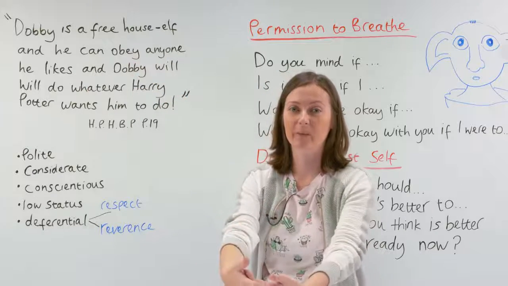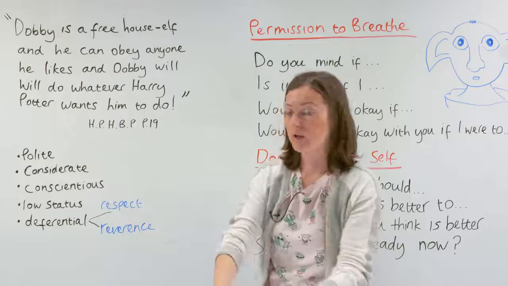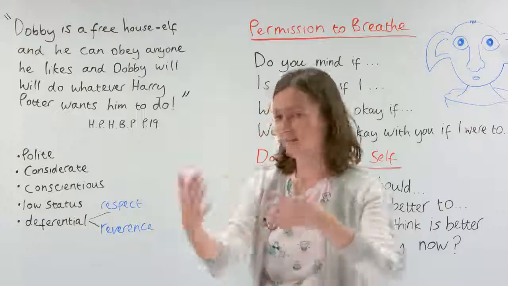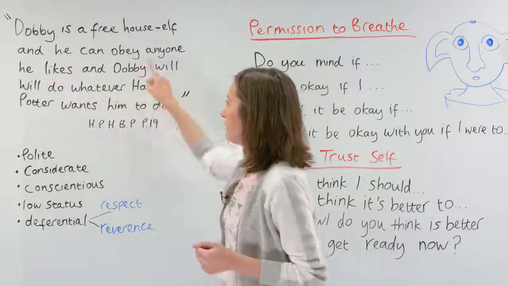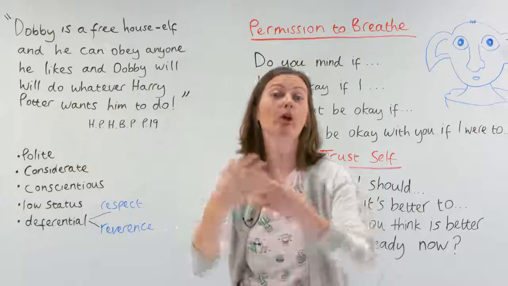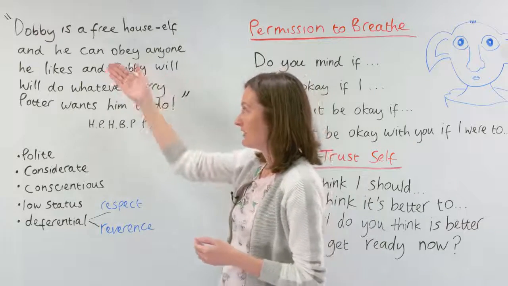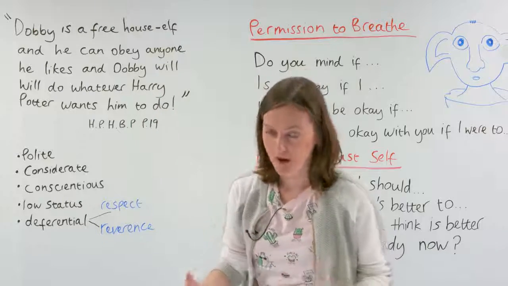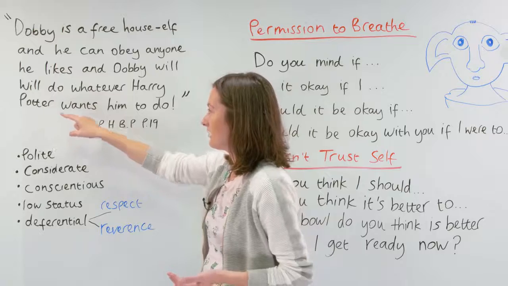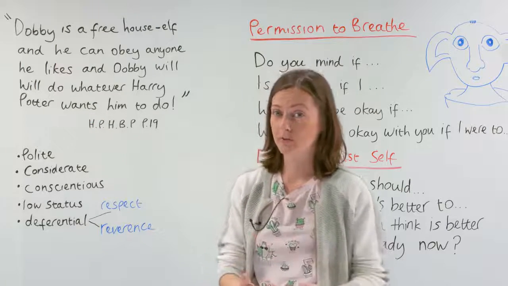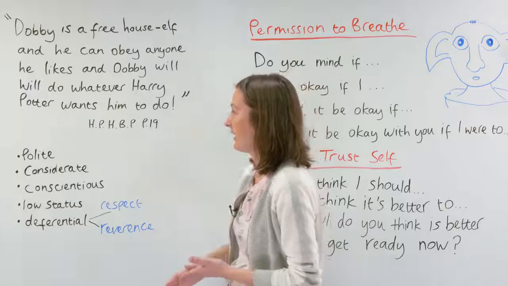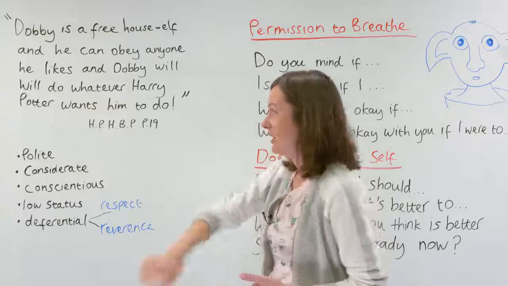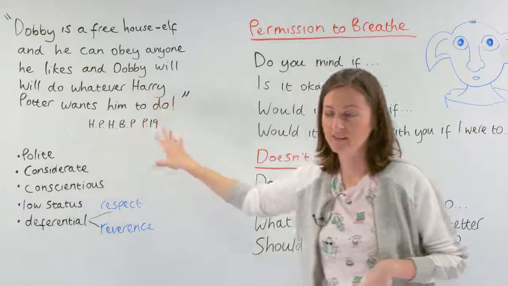When you obey someone, it means you do what they tell you. So he's free, but yet he obeys anyone. So it's a contradiction. And Dobby will do whatever Harry Potter wants him to do. So although he's a free house elf now, I guess Dobby hasn't changed that much because he's happy to do whatever Harry Potter wants him to do. Because Dobby is very grateful to Harry Potter and he respects him very much. So we see it in the language that he uses.